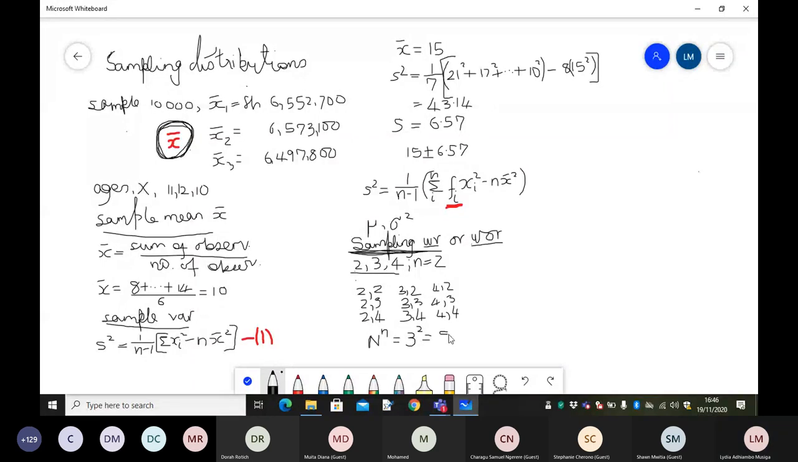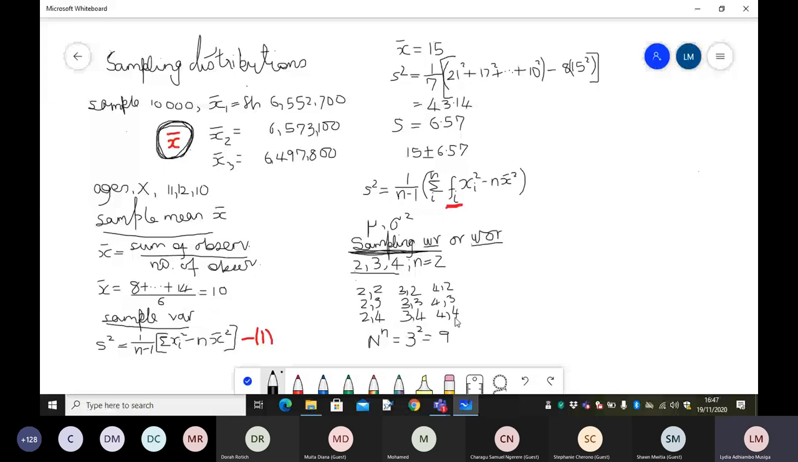So capital N raised to small n gives us the number of samples that we expect if we are picking with replacement. And you can see that in that particular example, we have obtained 9 samples. So you see, each of the samples has a sample mean. Like if we consider the first sample, 2 plus 2 divided by 2 is 2. What about the last one? 4 plus 4 divided by 2 is 4. So each of them has a sample mean.